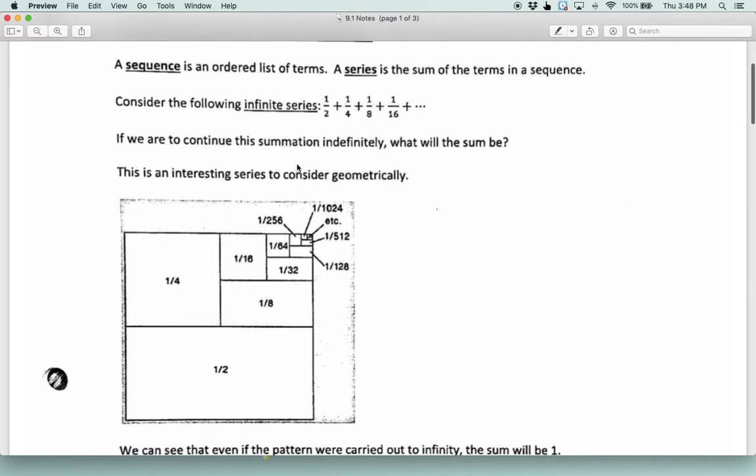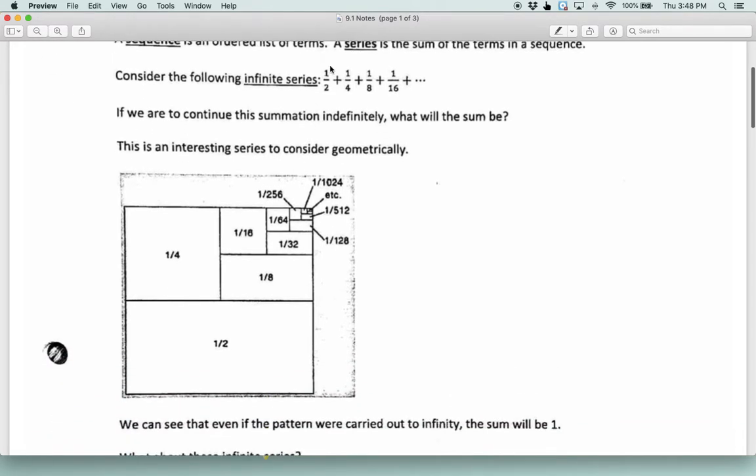Here's an example of a common infinite series. We take a half plus a fourth plus an eighth plus a 16th. The next one would be plus a 32nd plus a 64th and so on. If we add those fractions up indefinitely, will we have a finite sum or will it be infinite, meaning it would diverge?